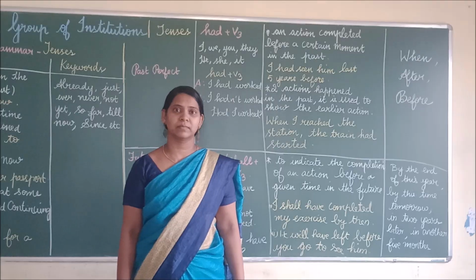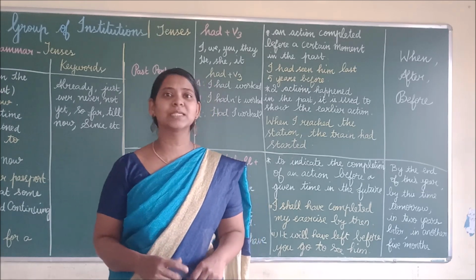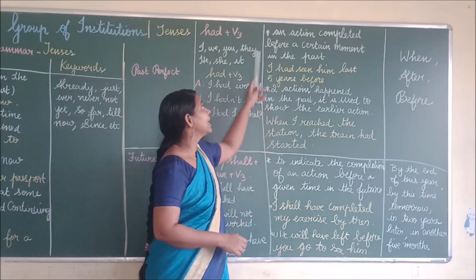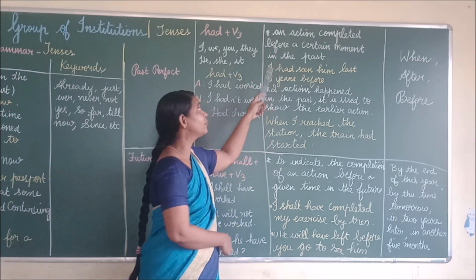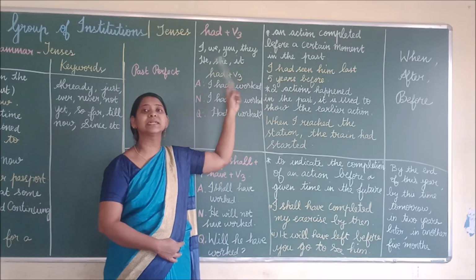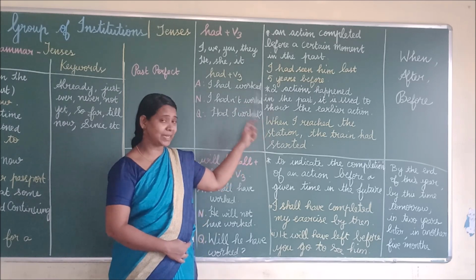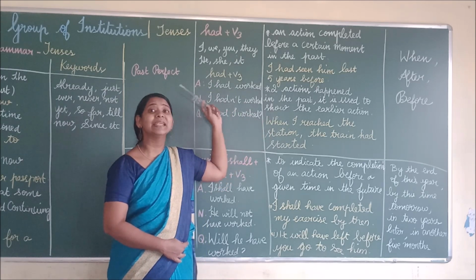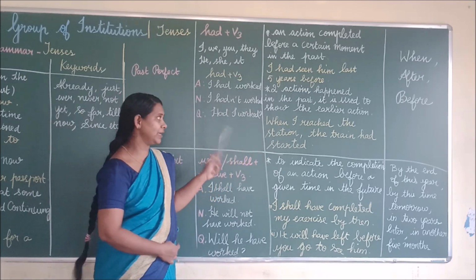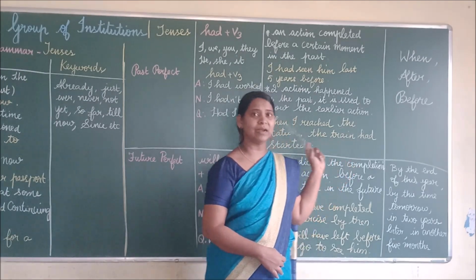Next, the verb form of past perfect tense: had plus verb 3. When do we use past perfect tense? An action completed before a certain moment in the past. And the next case, two actions happened in the past, to indicate that earlier action or first action we are using past perfect tense. Keywords for past perfect tense: when, after, before.